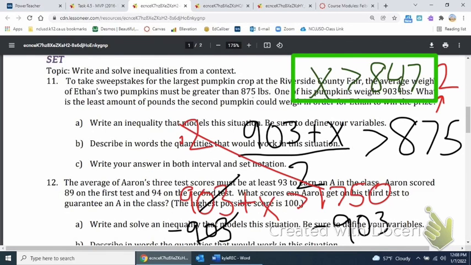Yeah, more than 847. Just what our answer says. X is bigger than 847, and X was the pumpkin, so the second pumpkin must weigh more than 847. That's all you're going to put for B. The second pumpkin must weigh more than 847 pounds.